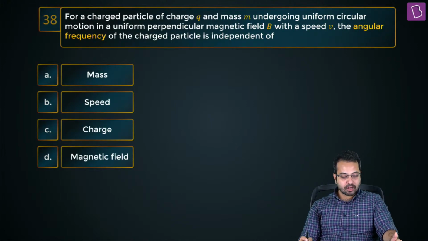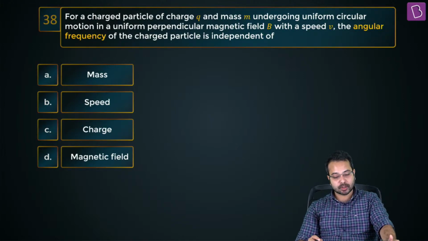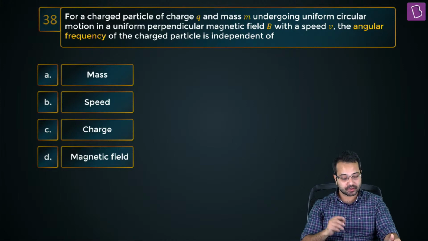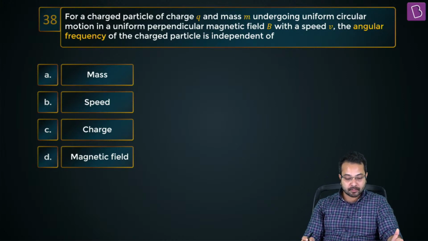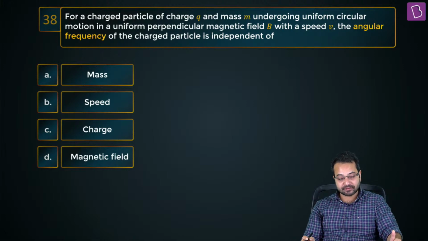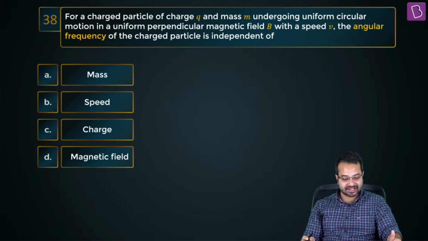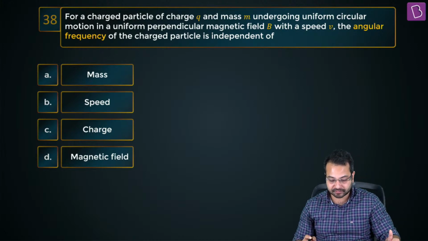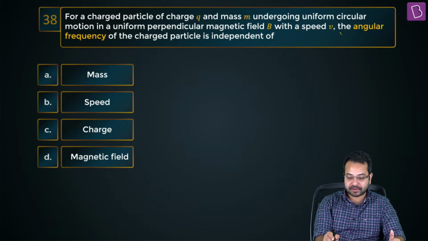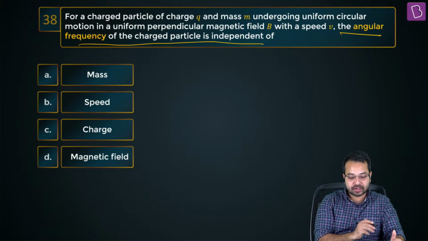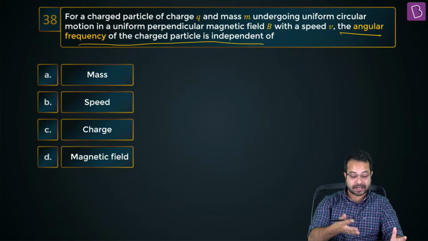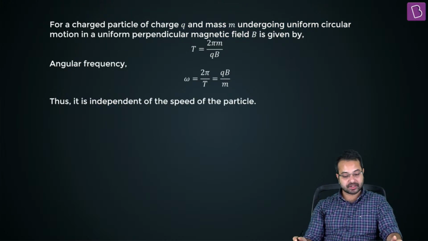What's next? For a charged particle of charge q and mass m undergoing uniform circular motion in a uniform perpendicular magnetic field B with speed v, the angular frequency of the charged particle is independent of. What do we have to find out? The angular frequency of the charged particle is independent of which of these quantities?